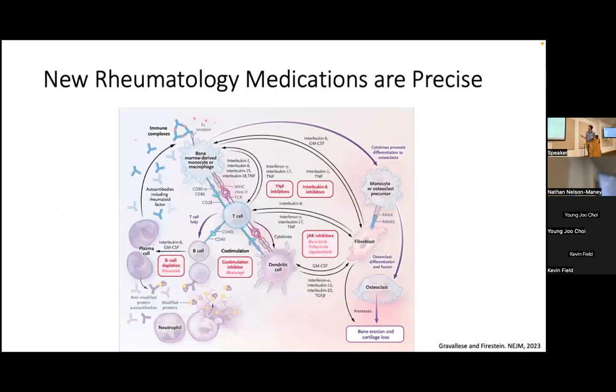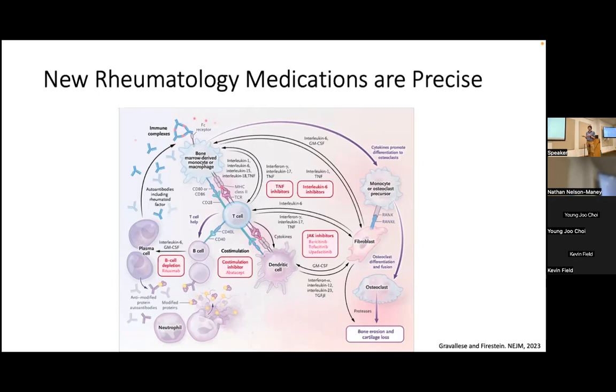And last slide. What's really interesting about rheumatology is there's all this complexity in the immune system, and rheumatologists use these drugs that are really, really targeted to specific parts of the immune response. And so you can use these drugs and stop one of the parts of the immune response that's broken while leaving the rest of the immune response largely intact.